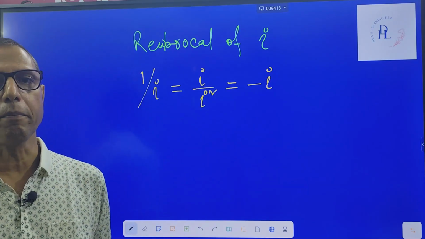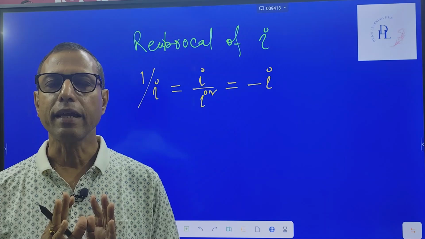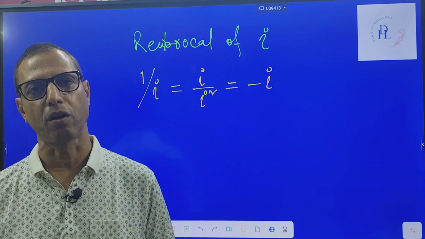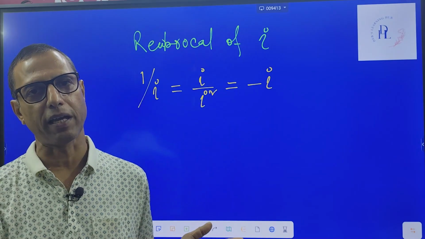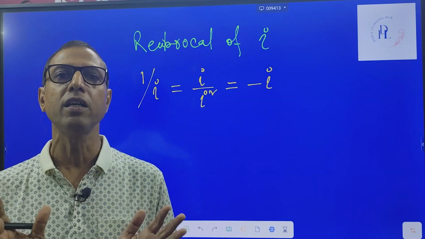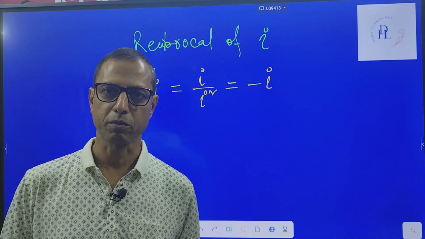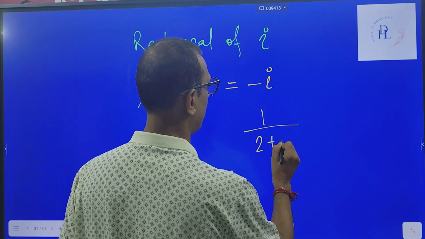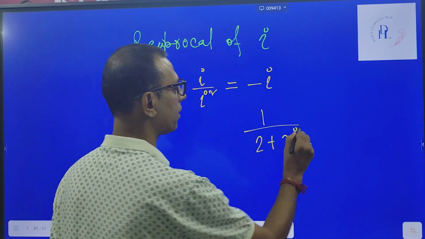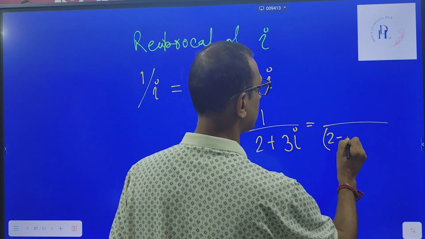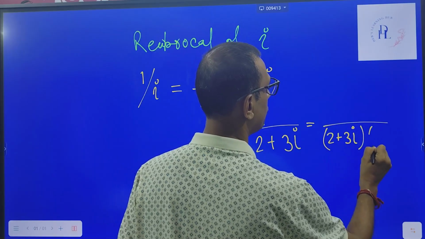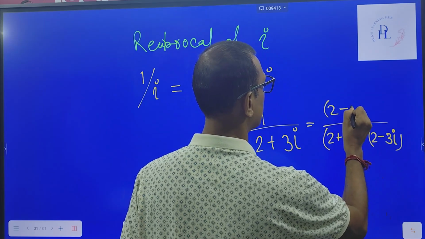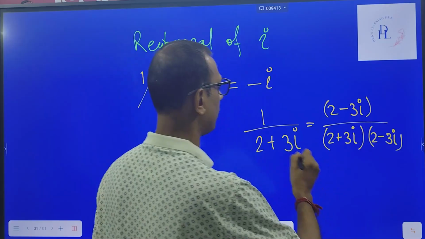Just remember that any complex number or imaginary number in the denominator, you need to get rid of it. If it is an imaginary number, you multiply accordingly. If it is a complex number, you multiply accordingly by choosing the respective factor. समझ में आ गया? Suppose you have 1 by 2 plus 3i, to simplify it you have to multiply by 2 minus 3i: 2 minus 3i in the numerator, and here also 2 minus 3i. So both numerator and denominator you are multiplying with 2 minus 3i.